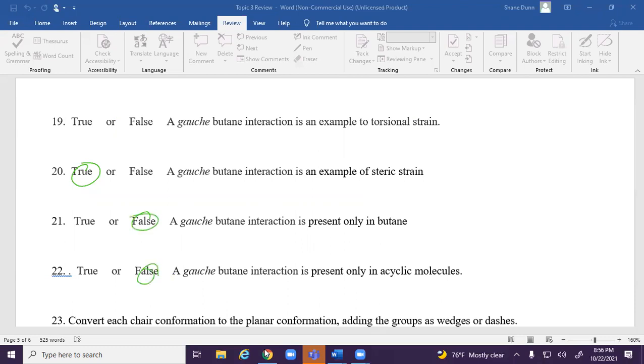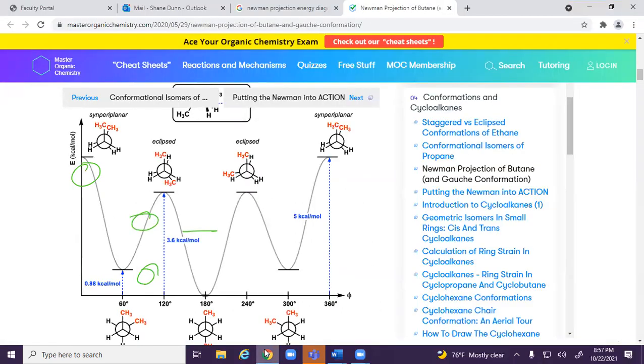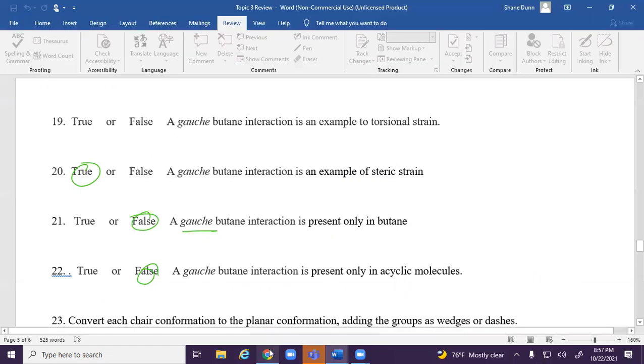It's false. Gauche interactions occur in all molecules, right? Not just butane. I know, Gauche butane isn't a thing. Gauche is just the example of a Newman projection. Gauche only occurs in a Newman projection, right? You can do a Newman projection of butane, correct? Which is what this is, correct? But Gauche butane really isn't a thing. Yeah, it's worded wrong, that's why it's wrong.